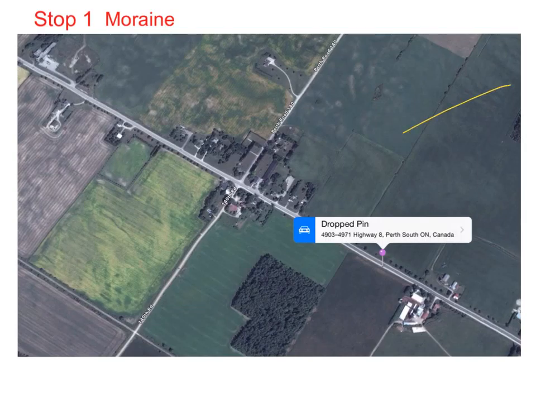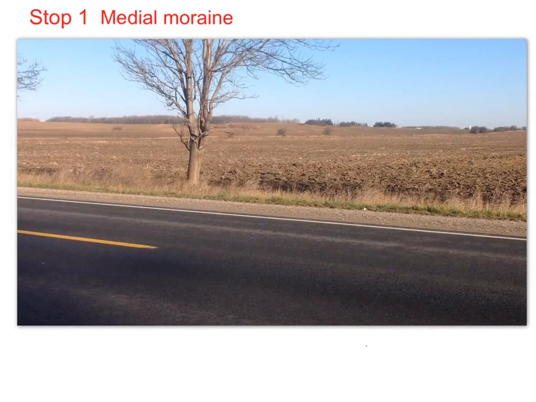there is a ridge running along here. And this ridge runs for several kilometers and it's called the Milverton Moraine. The first landform that we're looking at is the Milverton Moraine. Now it's difficult to see because it's a fairly subtle landform when you're viewing it from the road. However, it is running along this area.